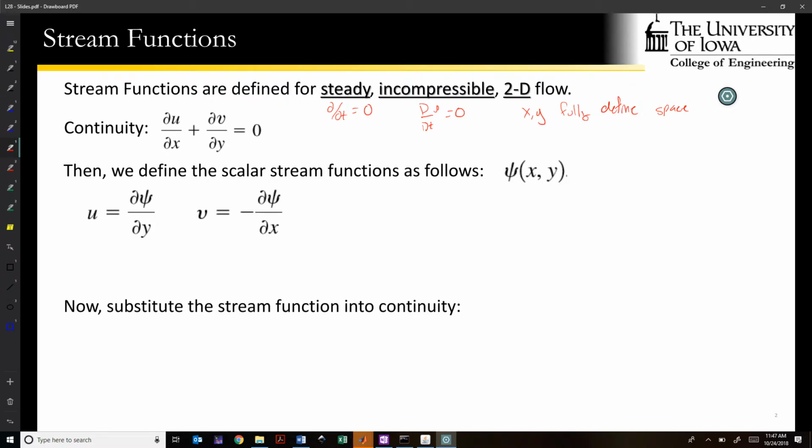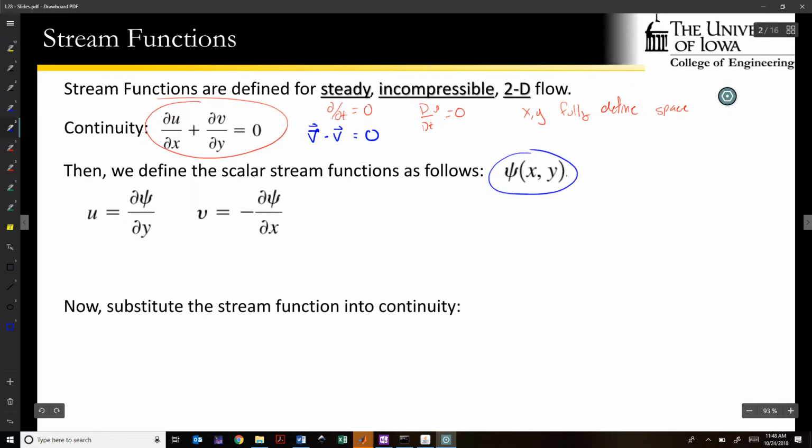So, written in 2 dimensions for an incompressible flow, the continuity equation, and conservation of mass, is written like this. This is simply our expression of grad dot v is equal to 0. So we define this hypothetical function, psi, which is a function of x and y, and we say let the velocities u and v be defined by the partial derivatives of this function. u being partial psi partial y, and v being negative partial psi partial x.